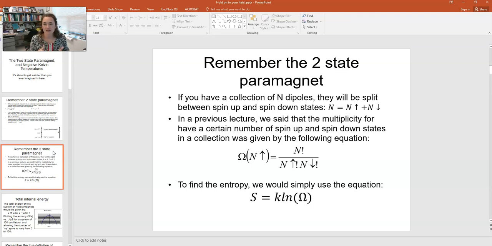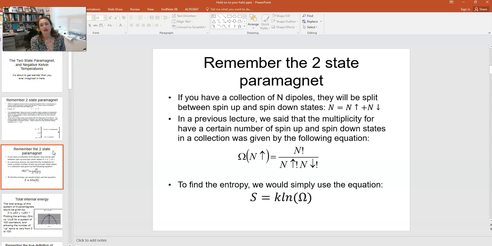If you look at some collection of N dipoles, and you know the total number N, and then you look at the multiplicity for how many ways we can arrange the system. I have 100 spin-up dipoles, for example. Then omega for N up would be equal to N factorial divided by N up factorial divided by N down factorial, okay? And we developed this expression in a previous lecture, okay?